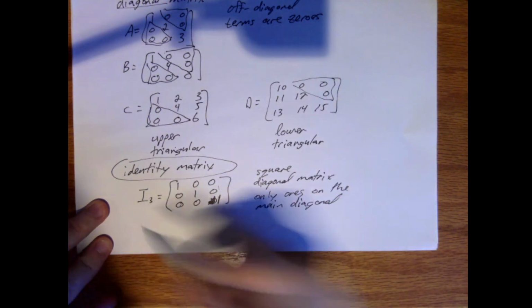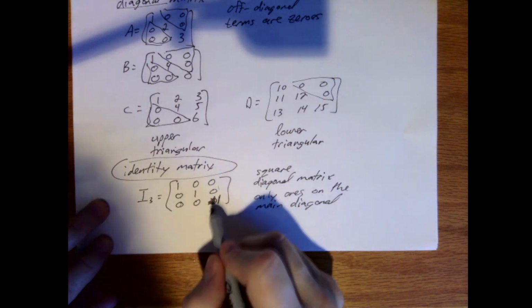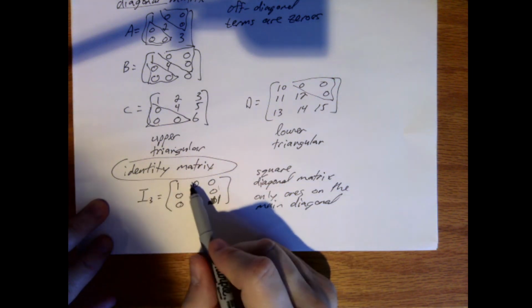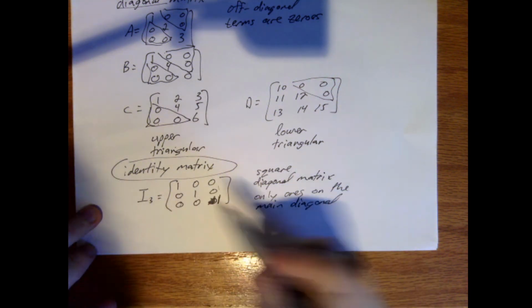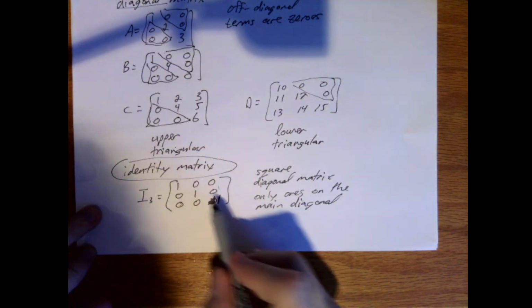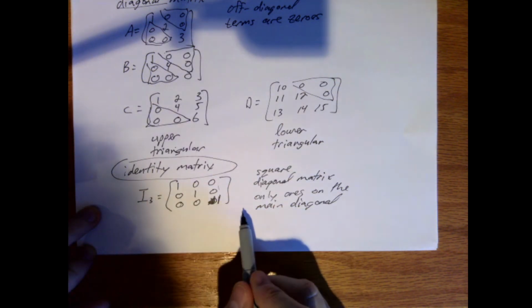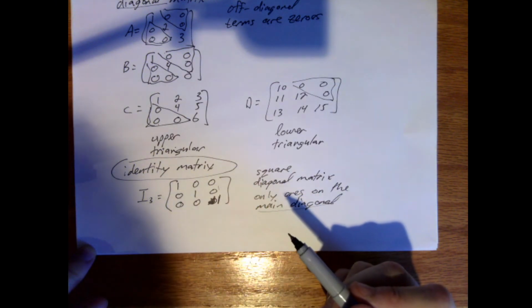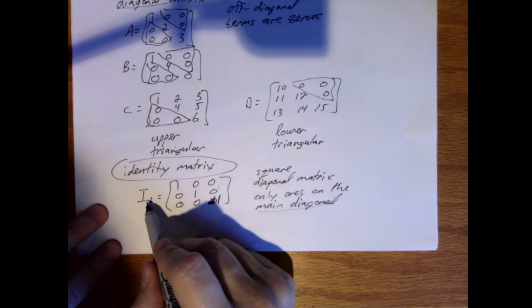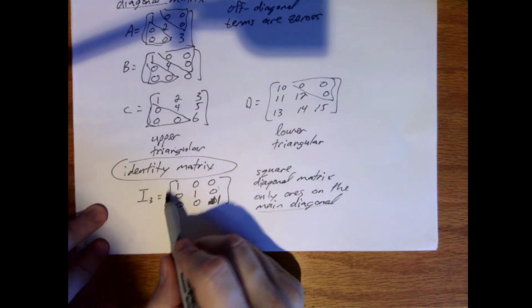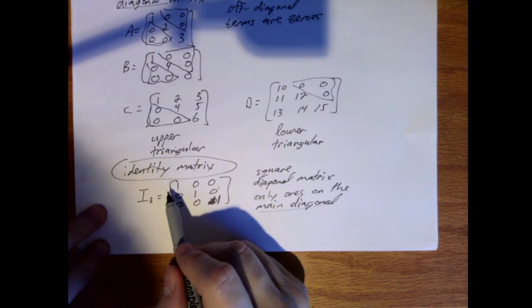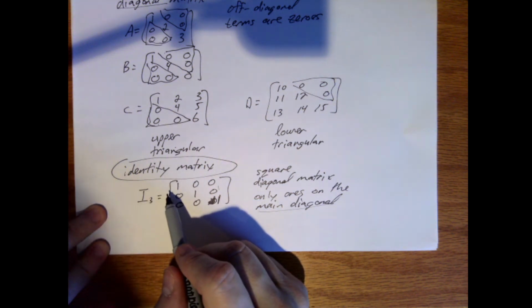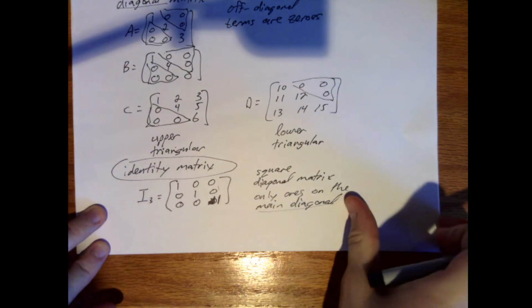And of course, we have other shapes, right? We can have a 5 by 5, 1,000 by 1,000, a 2 by 2. As long as they're diagonal matrices with all main diagonal elements being ones, they're still identity matrices. So what makes this so special? Well, the identity matrix is to matrix arithmetic what the number 1 is to real number arithmetic.